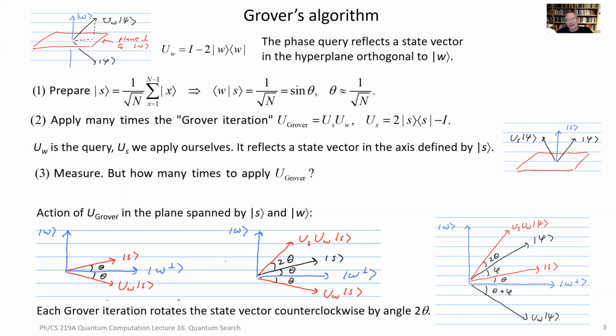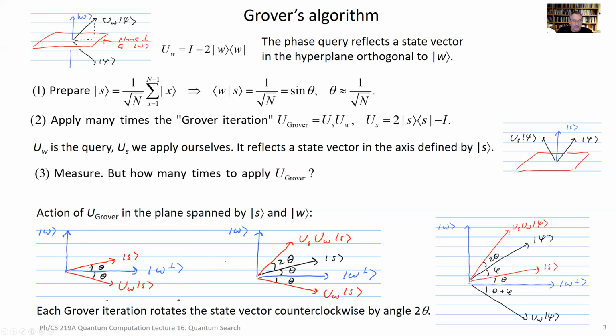So in other words, the angle theta is the angle between S and this vector, which is orthogonal to W, which is the same thing as saying the overlap of S with W is the sine of theta. So the overlap of S and what I'm calling W perp, which is orthogonal to W, is cosine theta. So that's where we start out.